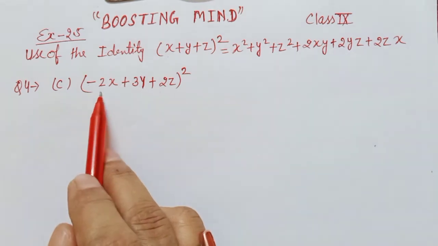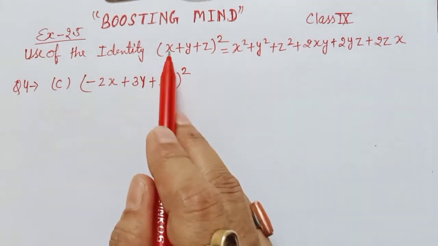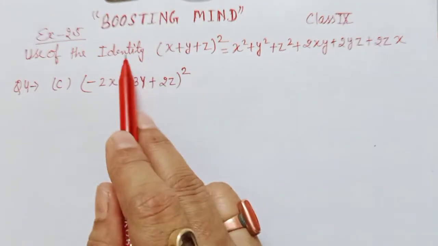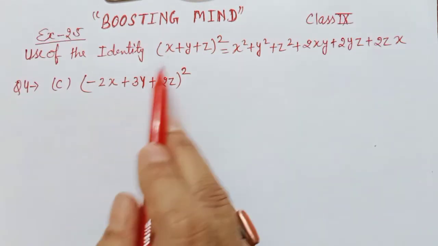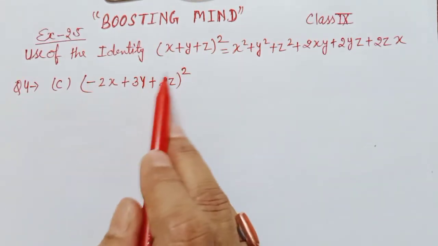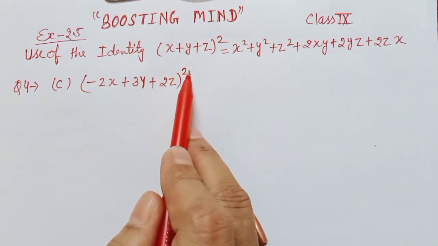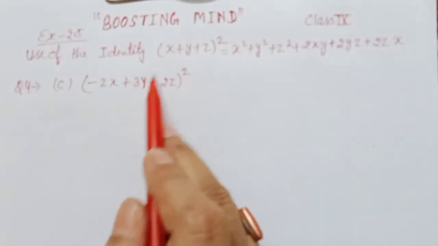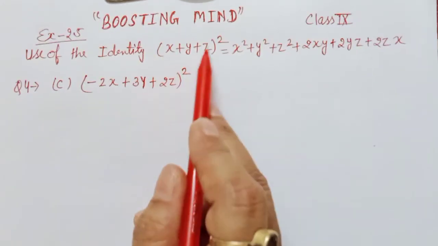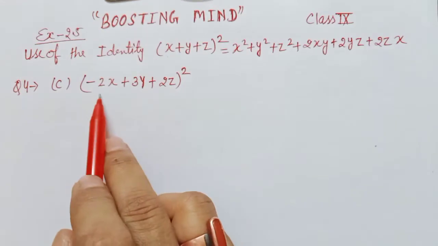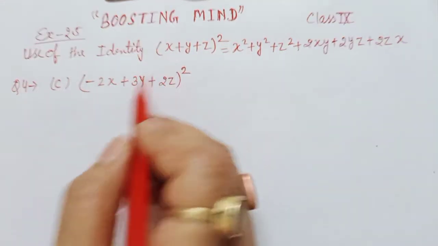First of all, you have to recognize the question. We are having three terms, as we have in our identity also. When you recognize that your question has three terms inside a bracket having a square, that means it belongs to this identity, because here also there are three terms in a square bracket. So we will apply this identity here. So let's start. How will you use it?